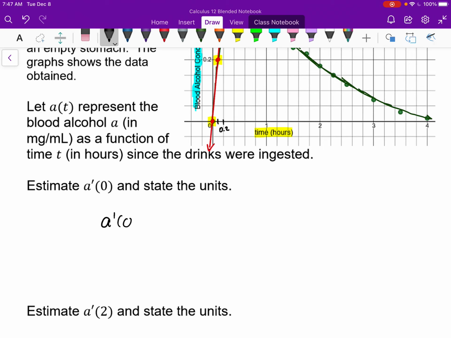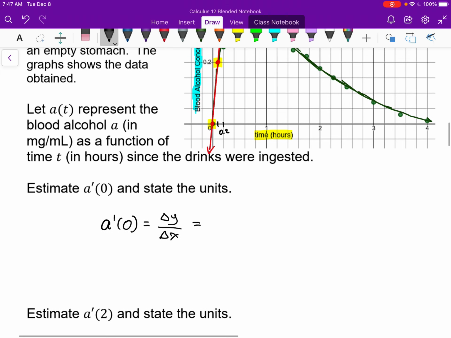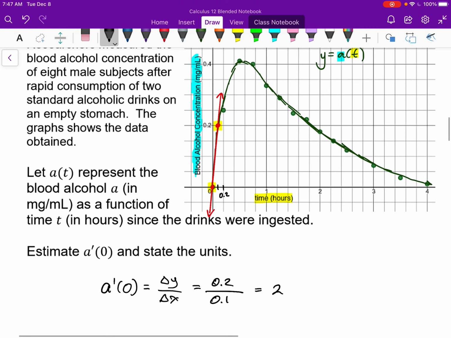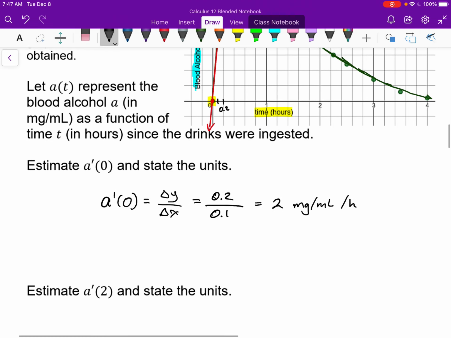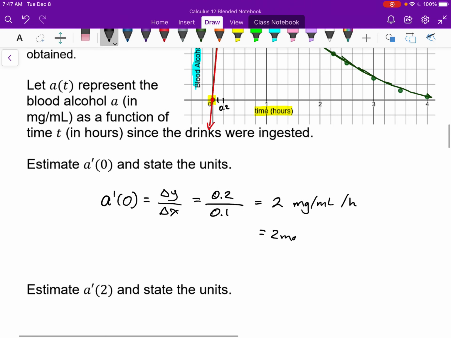So I would say my estimate for A prime at 0 would be, again, the change in y over the change in x. Or in this case, the change in y about 0.2 divided by the change in x about 0.1, which is just 2. Now, what are the units? The units are, again, the change in y divided by the change in x. So the milligrams per milliliter per hour. Now, what's that the same as? That's the same as 2 milligrams per milliliter hours.